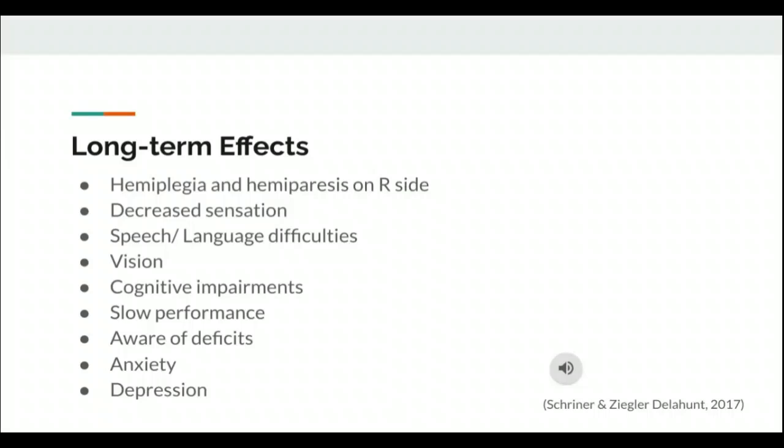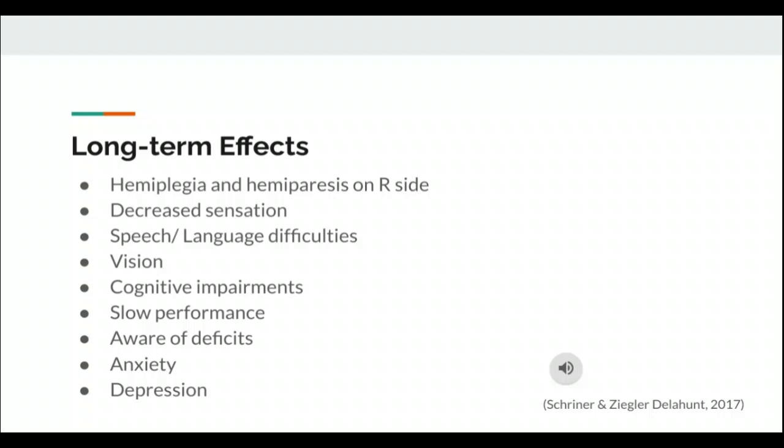Some long-term effects of left CVA could result in a lot of the symptoms previously discussed. Hemiplegia, paralysis, or hemiparesis, weakness on the right side of the body, decreased sensation on the right side as well, speech and language difficulties, as we talked about aphasia, vision difficulties, cognitive impairments, executive function difficulties resulting from the damage of left frontal, temporal, and parietal lobes.